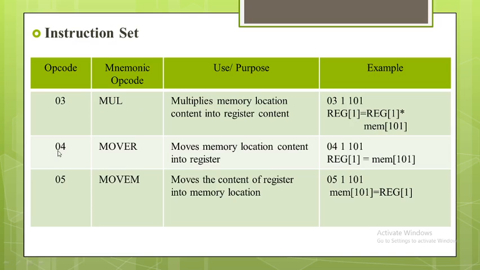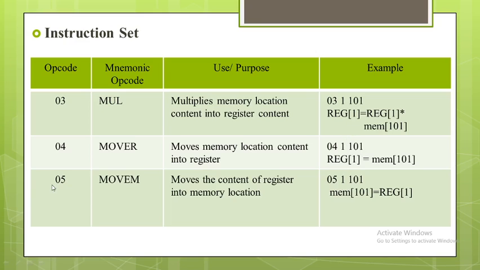The next opcode is 4, where the mnemonic opcode is move R. As the name itself indicates, it means move to the register. That is, the memory location content will be moved to the register. So in this instruction, 04 stands for the move R operation, and we are going to move the content of memory address 101 into register 1.